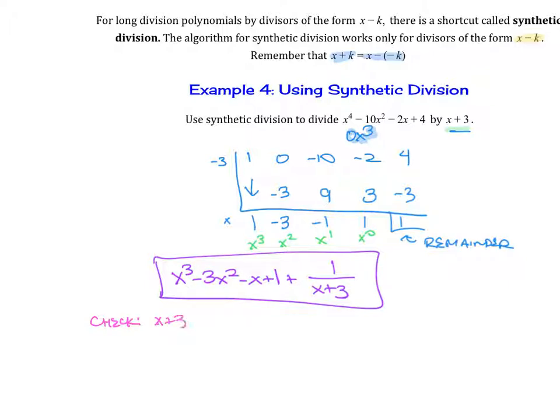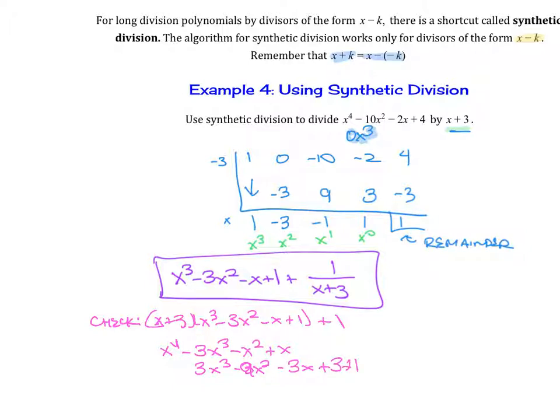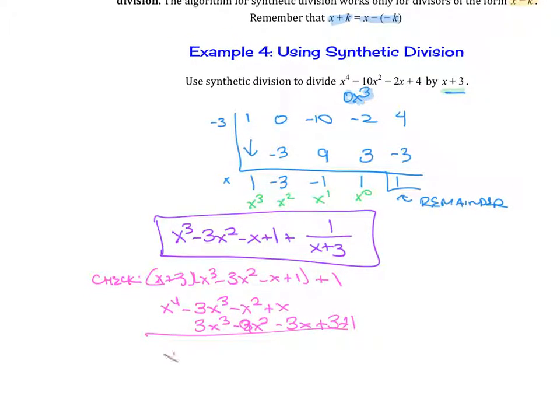So you would multiply x plus 3 times x cubed minus 3x squared minus x plus 1, and then plus 1 at the end. So this is x to the fourth minus 3x cubed minus x squared plus x. Then this is positive 3x cubed minus 9x squared minus 3x plus 3 plus 1. So then this would be x to the fourth minus 10x squared minus 2x plus 4. And that is what we had in the beginning, so this is correct.